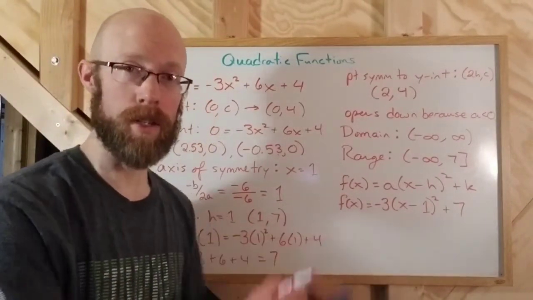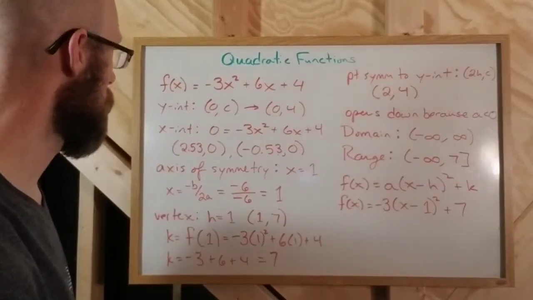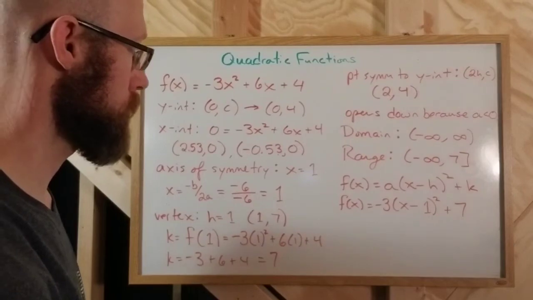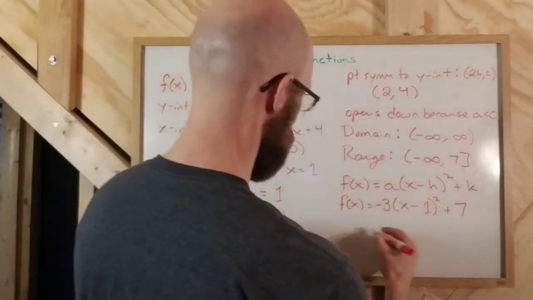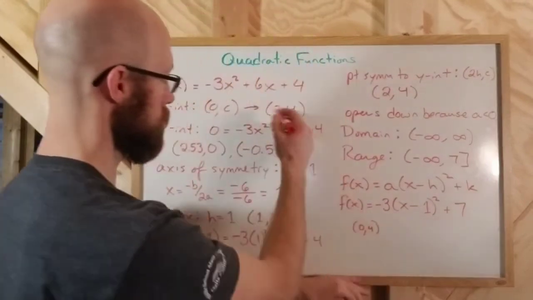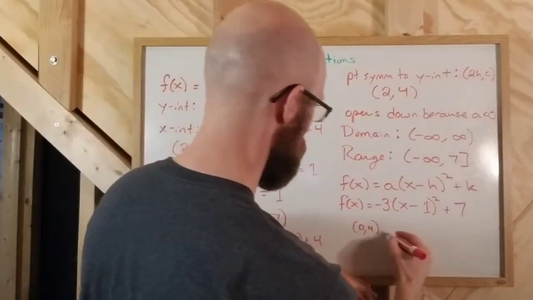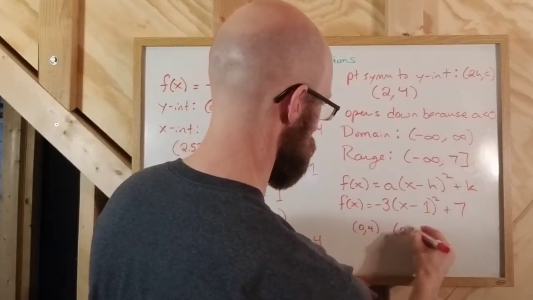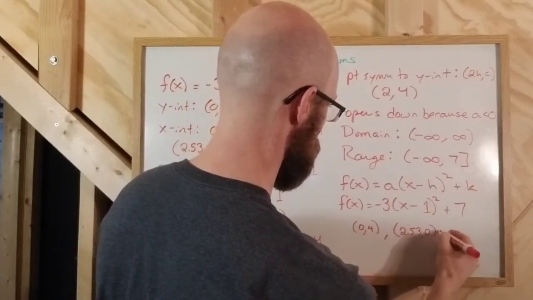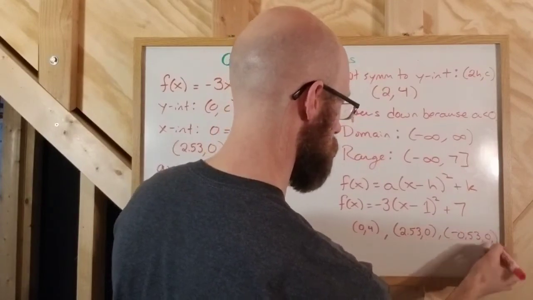All this information is useful, but I am going to jot down all these points here. So just to summarize, because I need some space, I'm going to erase some of this stuff. So 0, 4 is my y-intercept. My x-intercepts are 2.53, 0, and -0.53, 0.